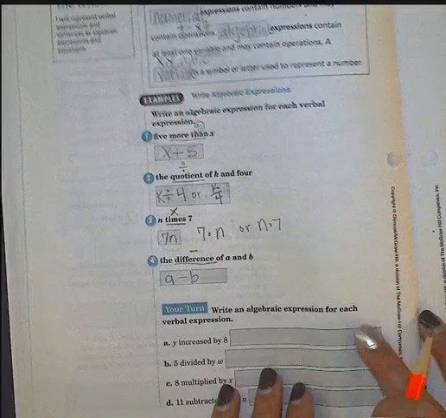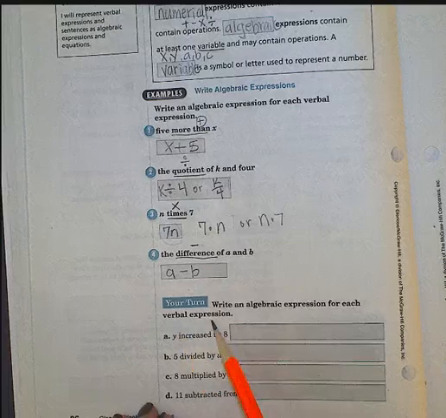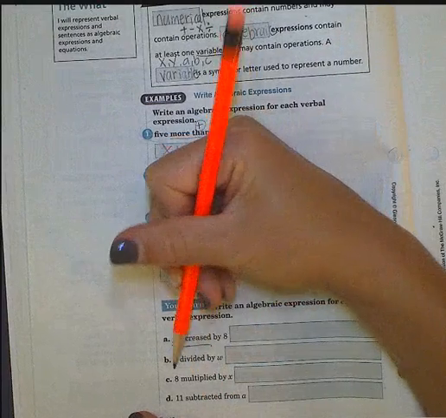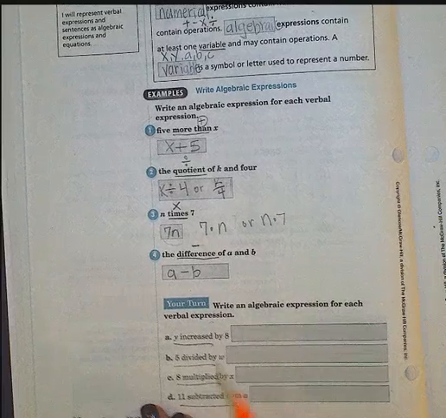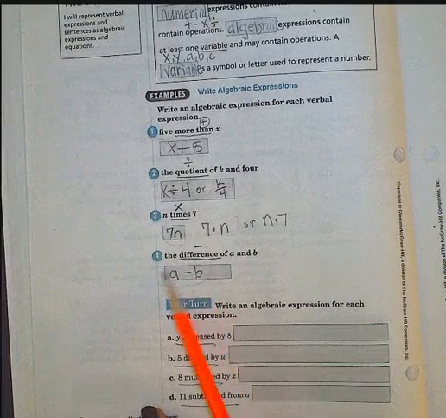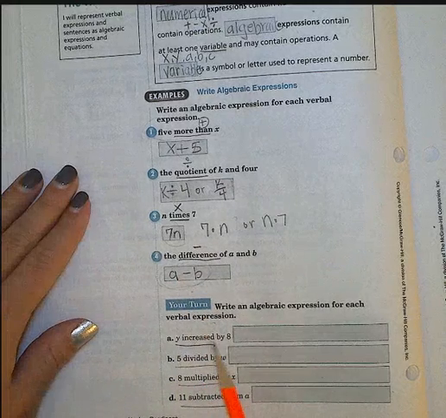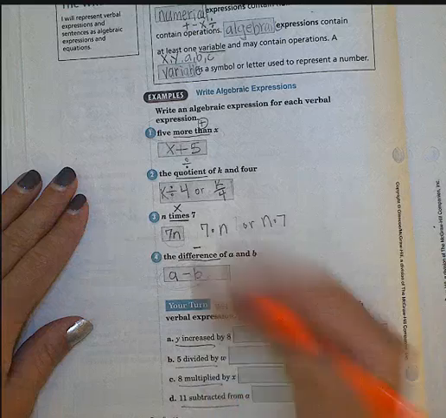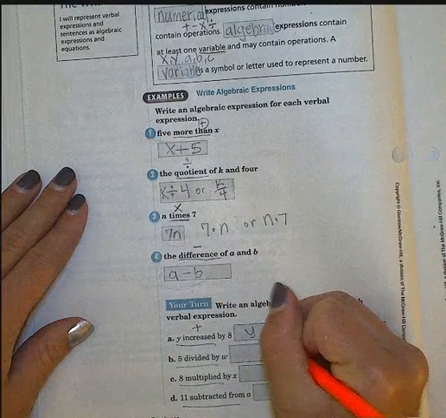Okay, so it says, write an algebraic expression for each verbal expression. So again, these are all verbal expressions. We want to write algebraic expressions for these, and algebraic expressions are the ones we have up here. So we have y increased by 8. Increased, we know, is addition. So our answer is y plus 8.